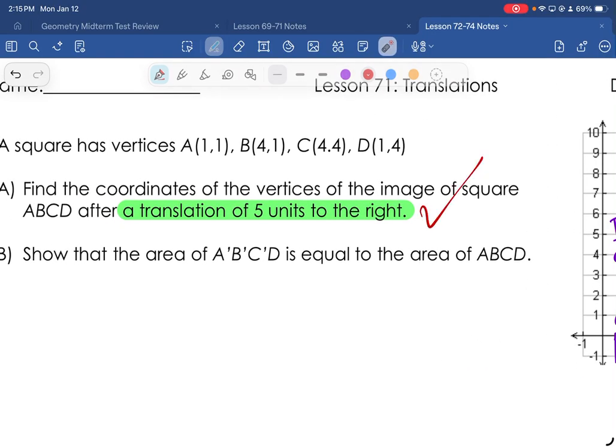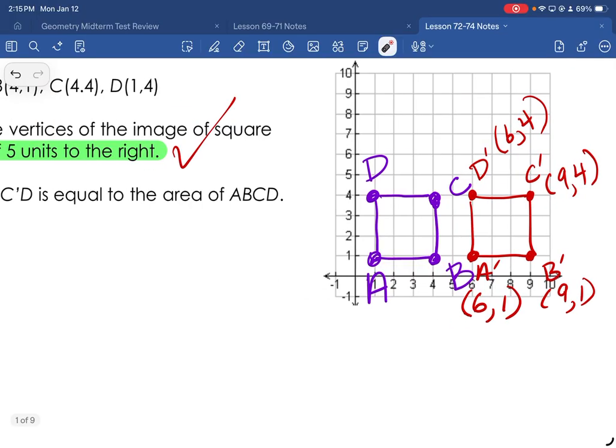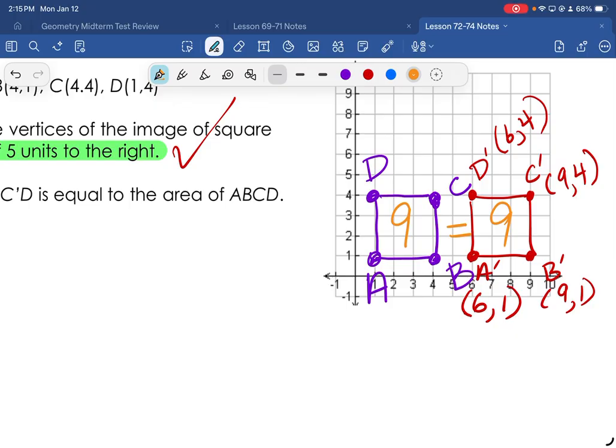Now let's read part B, where it says, show that the area of A'B'C'D' is equal to the area of ABCD. So ABCD is the pre-image. Let's look at the units within each of these and see if they are equal areas. What's the area for the pre-image? 9 units. And what about our translated image? 9. Yes, so the areas are in fact equal. Do you have to write it out? It would just be ABCD equals 9 and then A'B'C'D' equals 9. Perfect.